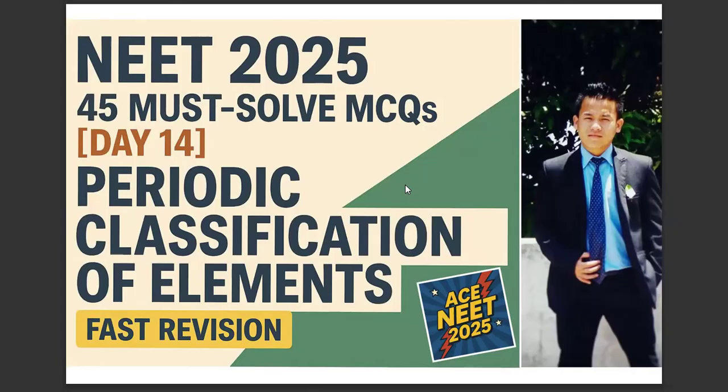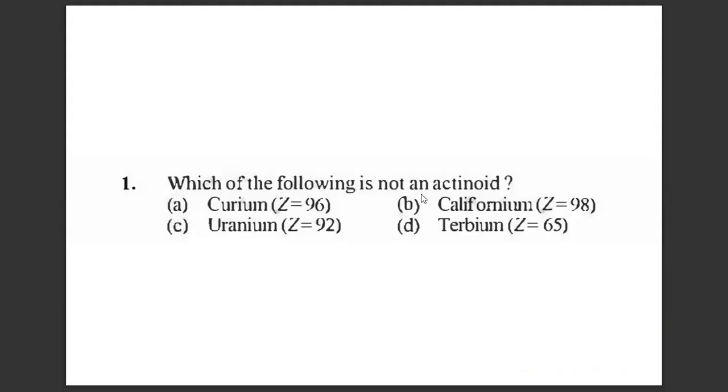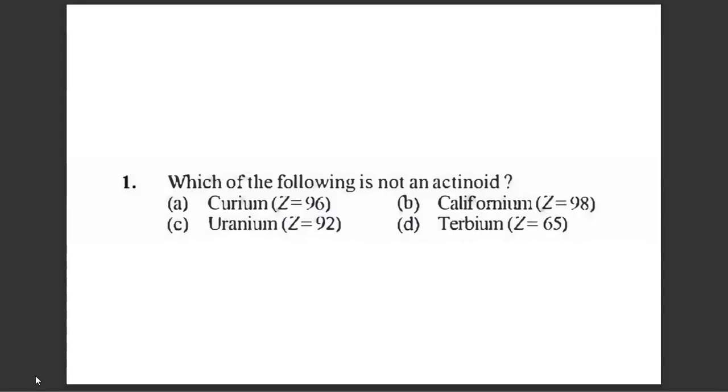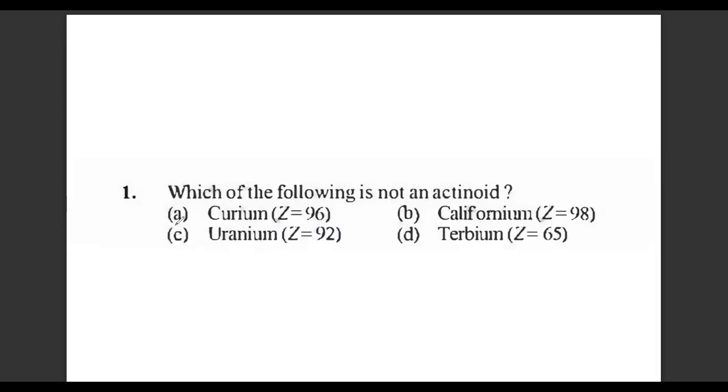Now, without any further ado, let us move on to the questions. I'm going to start sharing the screen. Question number one. It's an easy question. Which of the following is not an actinoid? Before we begin answering this question, I would like to give a tip. Learn by heart the elements in the modern periodic table as much as possible. That will give you an edge in the exam. Now let's read the question. Which of the following is not an actinoid? Terbium is the answer.